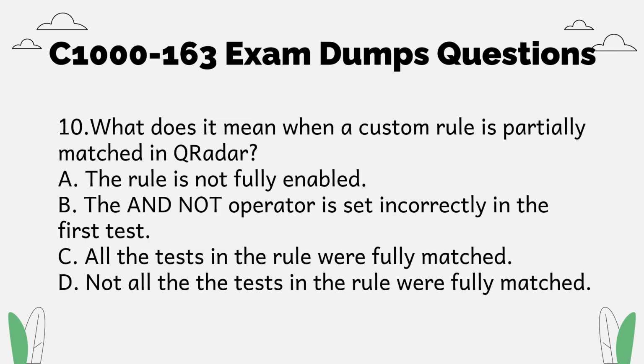10. What does it mean when a custom rule is partially matched in QRadar? A. The rule is not fully enabled. B. The and not operator is set incorrectly in the first test. C. All the tests in the rule were fully matched. D. Not all the tests in the rule were fully matched.